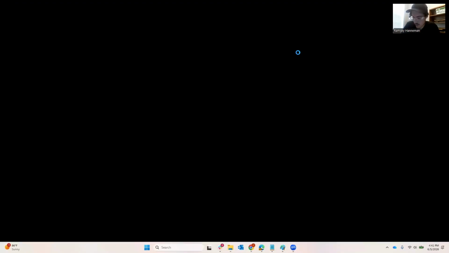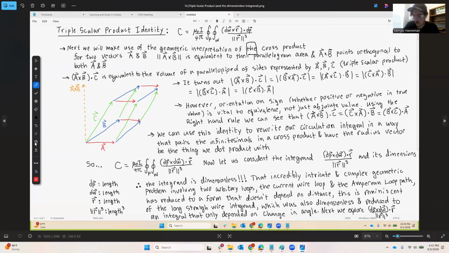All right. This is the real breakthrough here, this next step. It's something called the triple scalar product identity. Are you familiar with this? Yes. So indeed, we're looking here and we've got dW cross r dotted with dP. These are all length vectors, right? dW is the displacement of the wire, r is the distance between the wire and the path point, and dP is the displacement of the path.